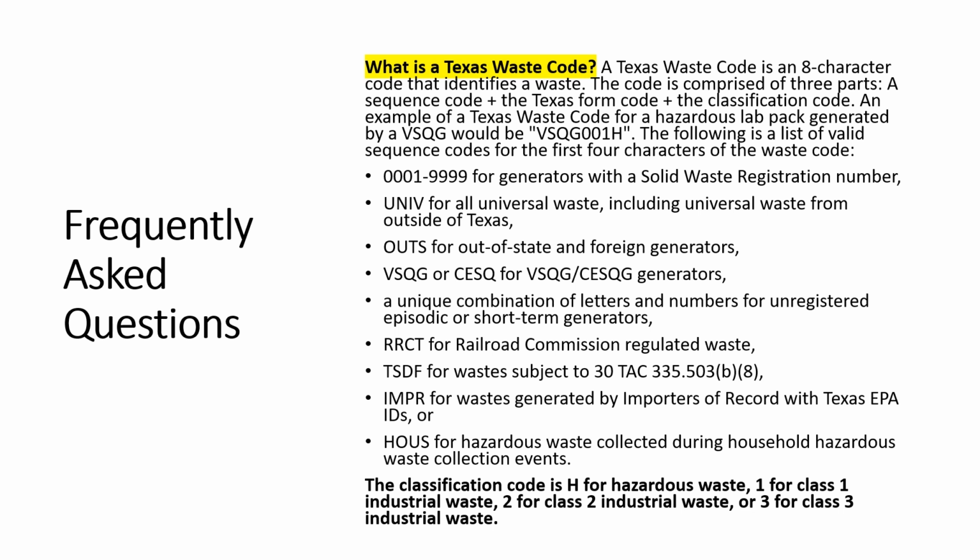0001 through 9999 for generators with a solid waste registration number. UNIV for all universal waste, including universal waste from outside of Texas. OUTS for out-of-state and foreign generators. VSQG or CESQG for very small quantity generators or conditionally exempt small quantity generators. A unique combination of letters and numbers for unregistered episodic or short-term generators.